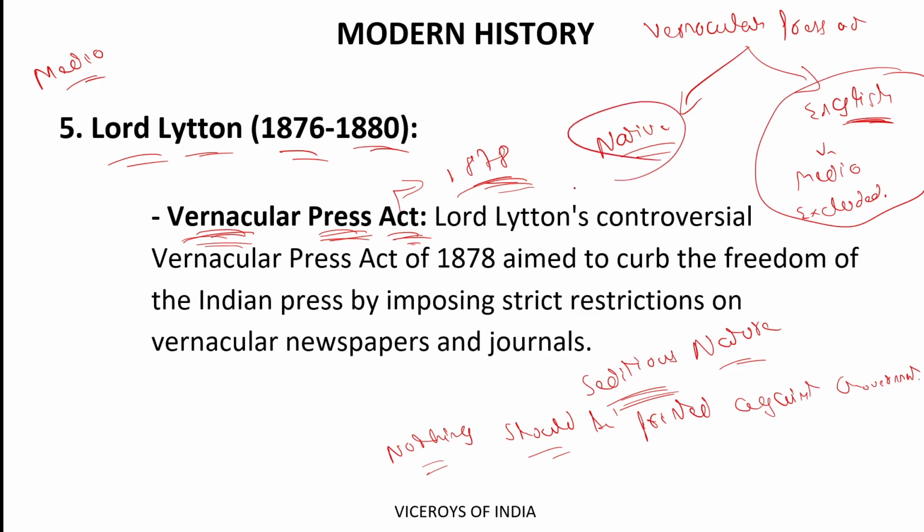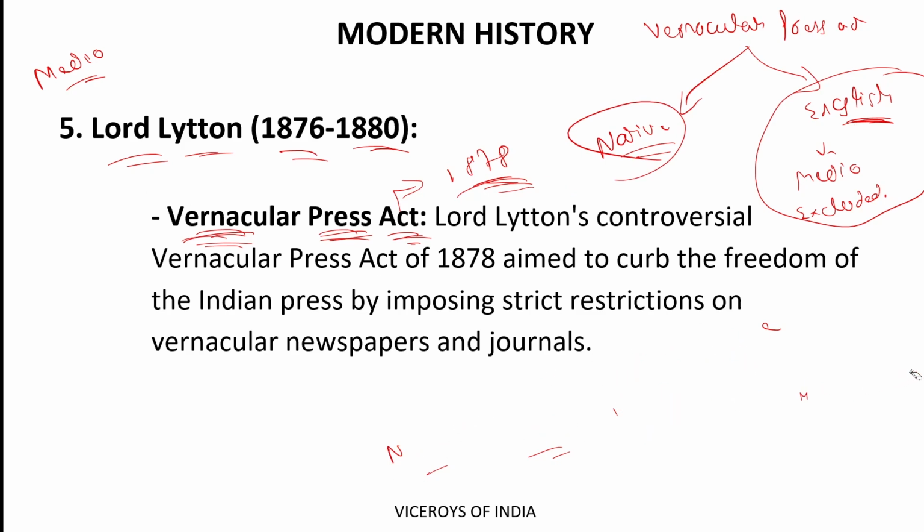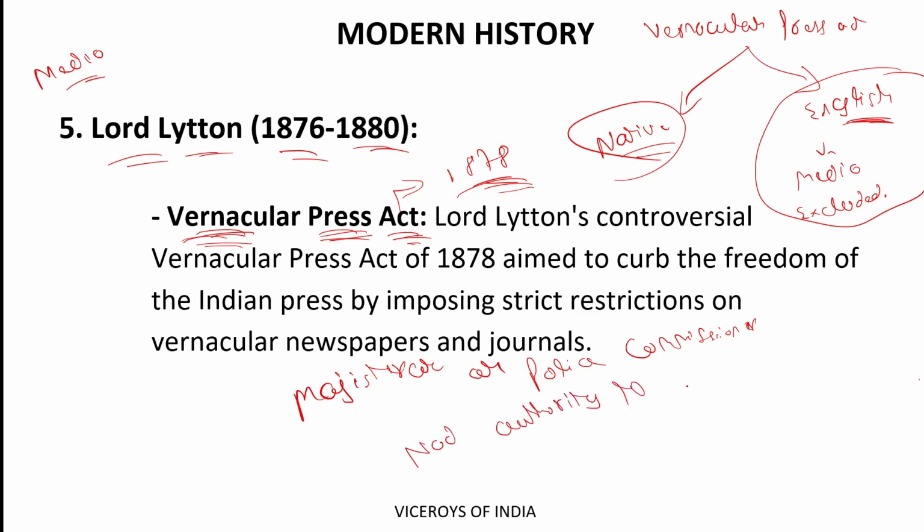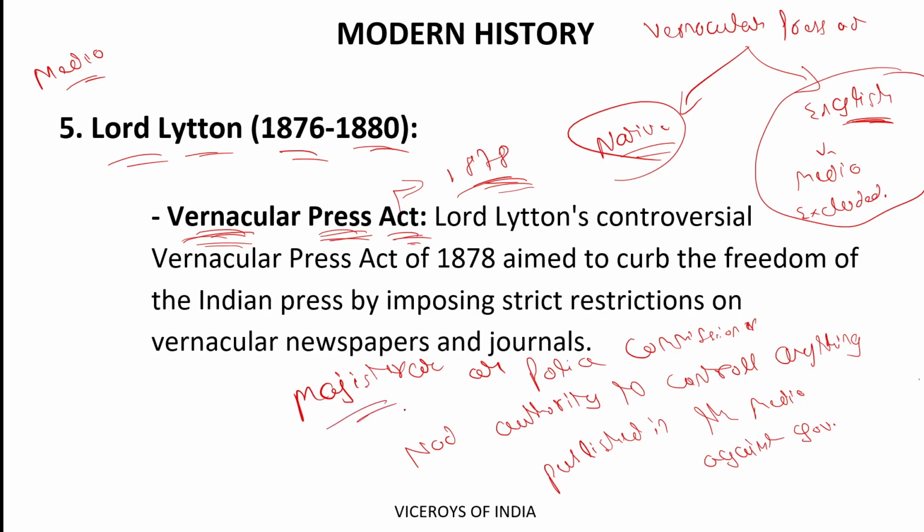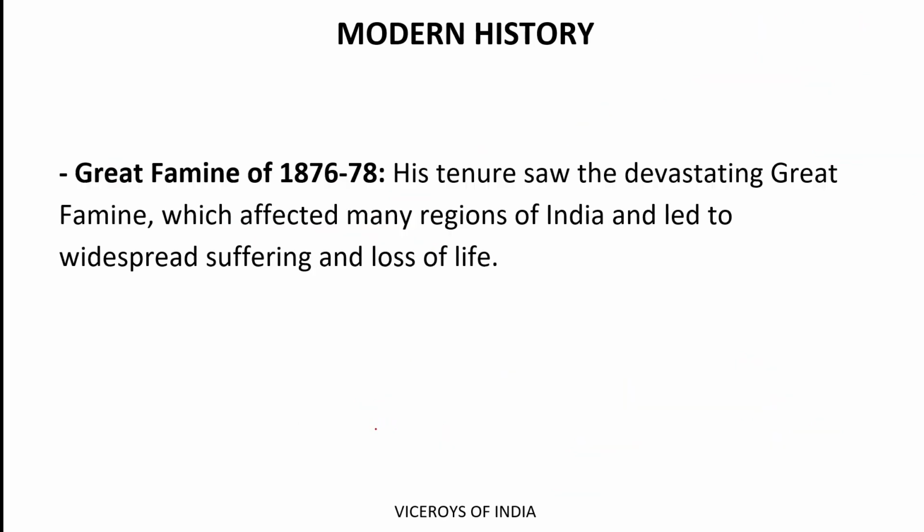But what about the native newspapers? So basically, they said the magistrate or police commissioner had authority to control anything published in the media against government. Okay, so basically Vernacular Press Act controlled the native language newspapers and provided the power to the magistrate or the police commissioner to control the things published in the native newspapers against the government. Okay, now let's move forward.